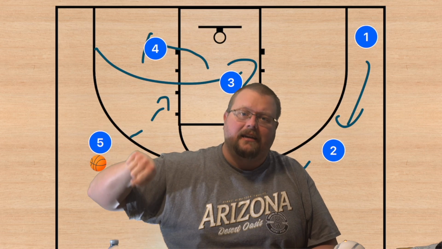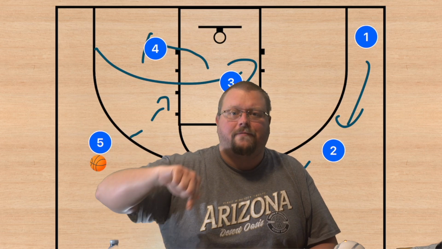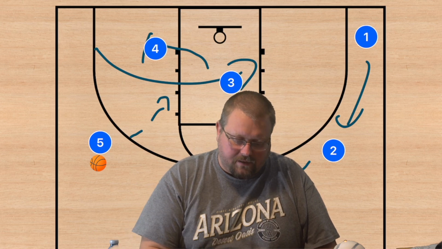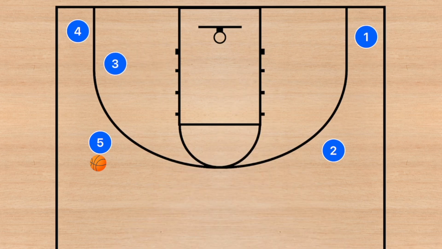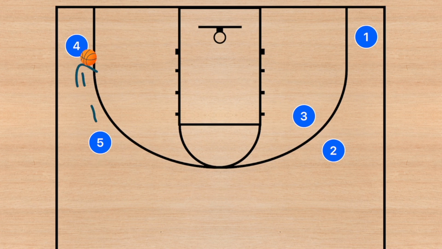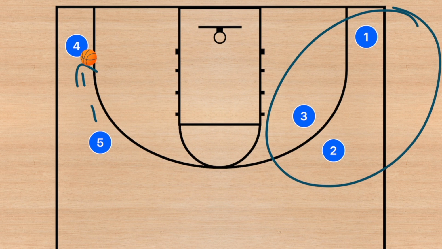Now, instead of cutting to the basket, I may fake that cut and then pop back out. For example, this. Player 3, let's say, came off of a screen. Player 4 is now popping here. Player 3 may set a screen for player 2, but player 5 may have passed the ball to player 4. These guys have to be paying attention to what player 4 and 5 are doing.